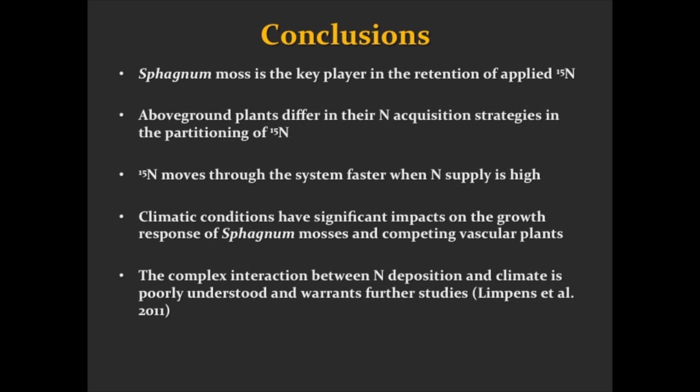Overall conclusion, as expected, sphagnum moss is a key player in the system. However, more interesting to us was that above-ground plants differ in terms of their retention and recycling of nitrogen. And overall, the system is pretty leaky. When you apply a huge amount of nitrogen, a lot of it is actually not retained in the system. We also think climatic conditions played a very complicated role in the response, and it's something we need to consider in the future when we study nitrogen deposition effects.